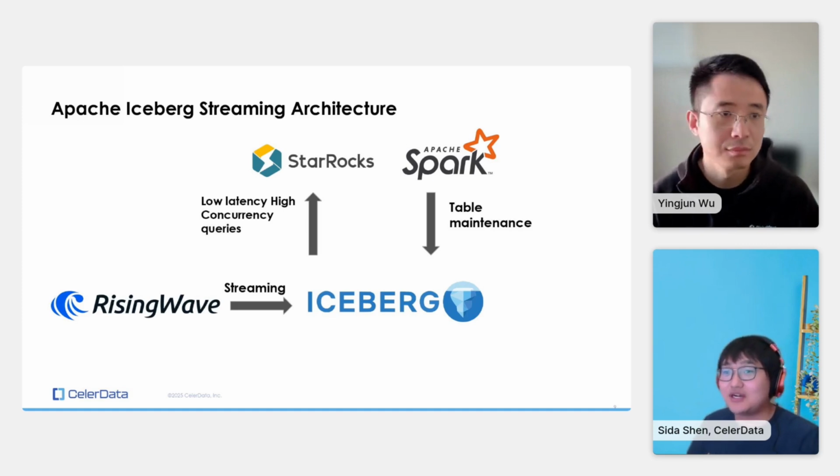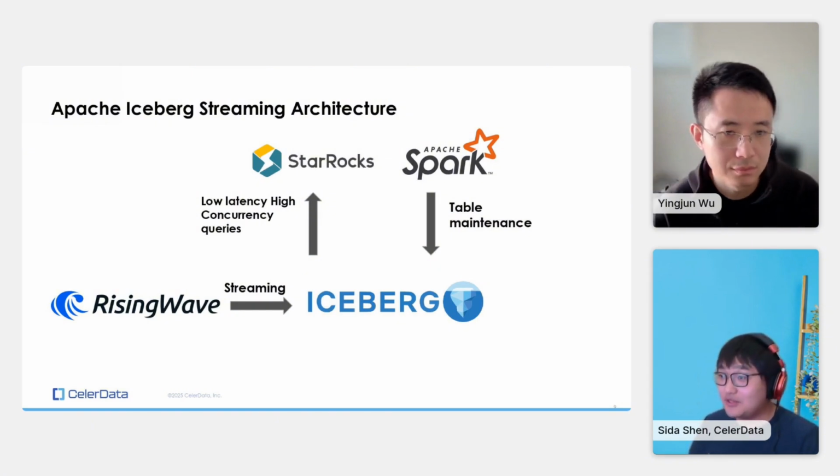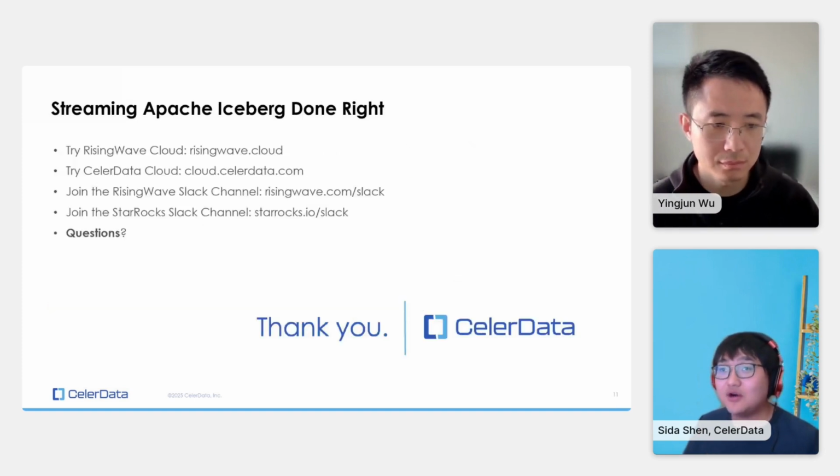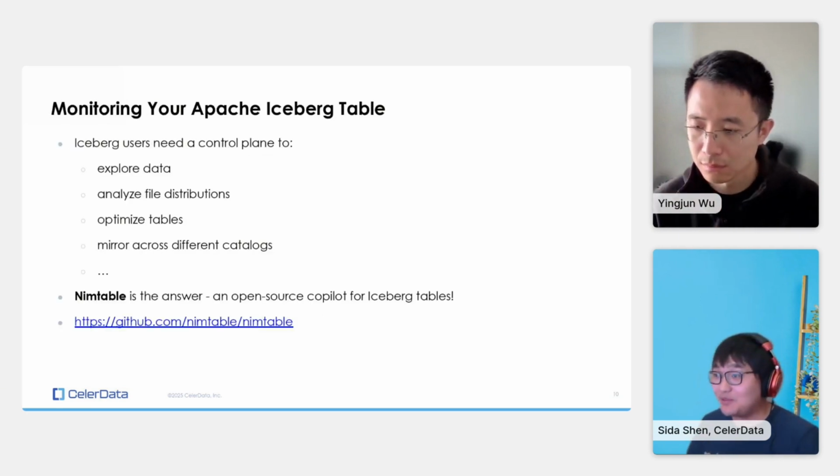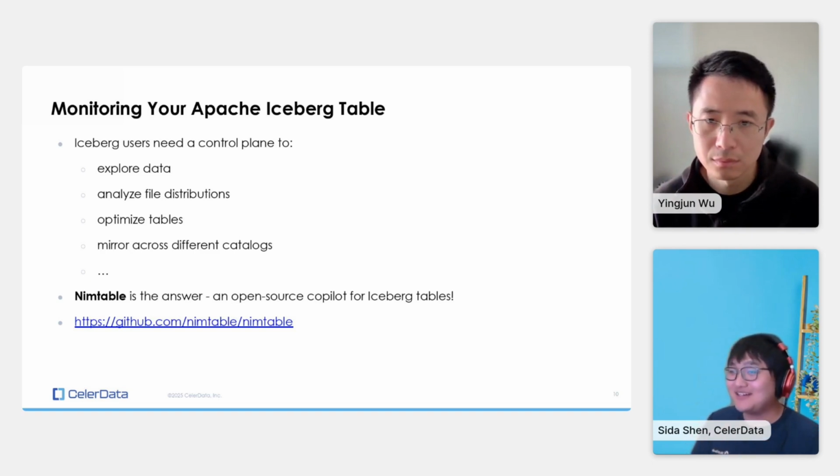So this is StarRocks and RisingWave. This is a reference architecture you can use when you are trying to build your streaming pipeline on top of Apache Iceberg. This I think is actually all we have. So try out RisingWave Cloud, try StarRocks Cloud, and join both Slack channels if you're into Iceberg, stream processing, real-time analytics, or customer-facing analytics. Also be sure to check out Nimtable, so you can manage and compact your Iceberg tables correctly and more easily.